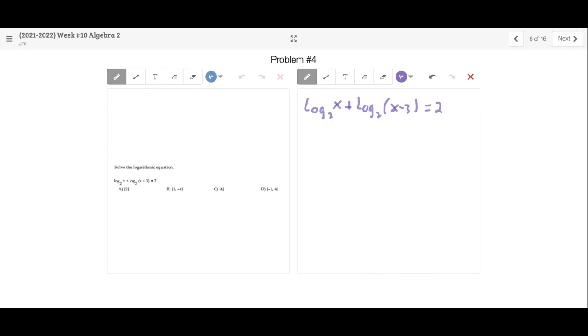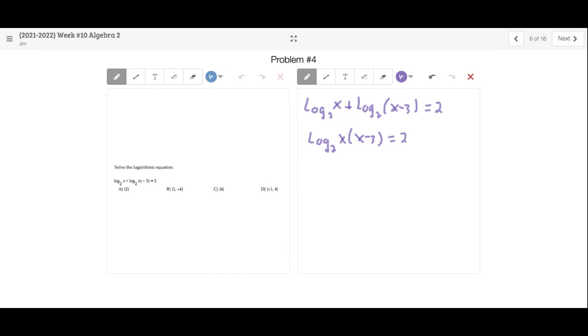Okay, let's see here. If I was going to do this problem, the first thing I'm going to do is rewrite this problem as a single log. I have two logs on one side, so I'm going to rewrite this as log base 2 of x squared minus 3x is equal to 2.